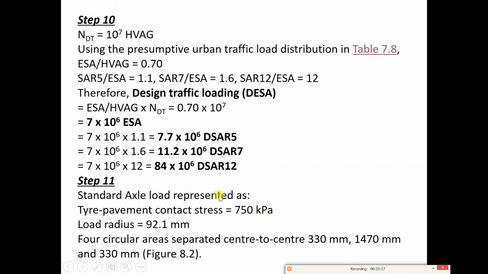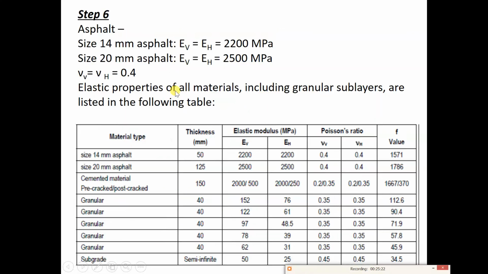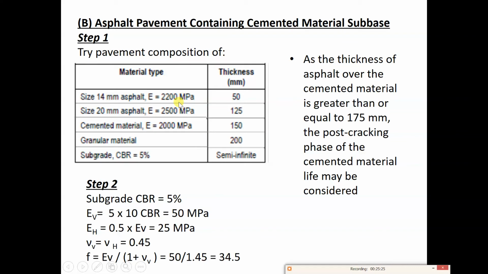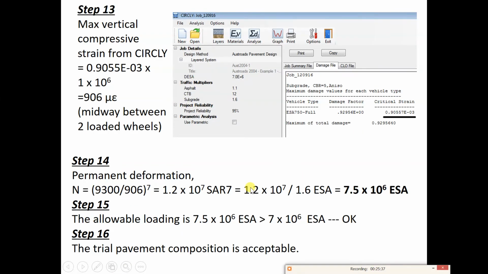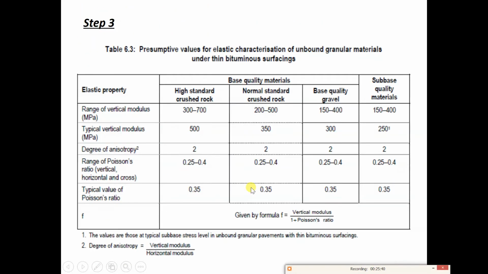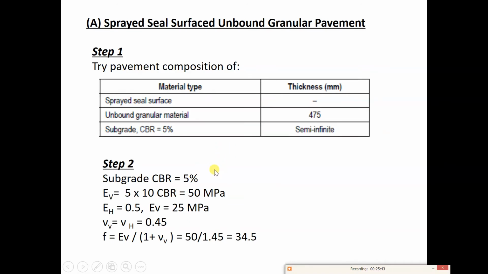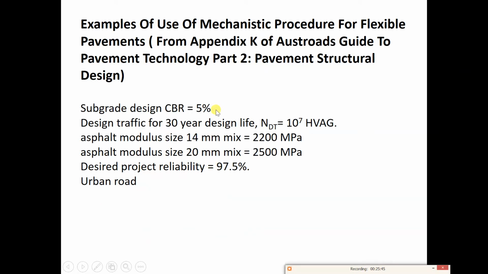Okay. Before that, the design loading. NDT got 0.7. I think it's given in the beginning. I think it's the same example as the first one. Let me see. So this one, yeah, this one. Actually, the NDT is 10 to the power 7. Okay.